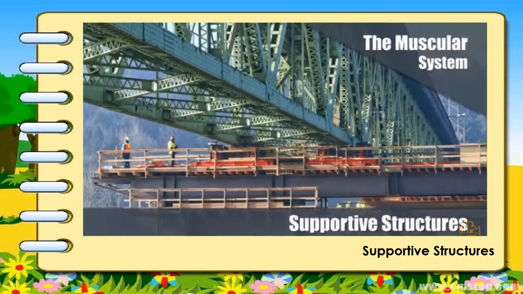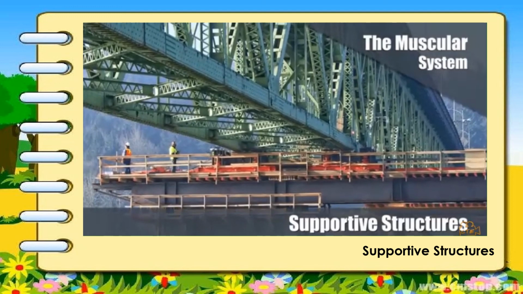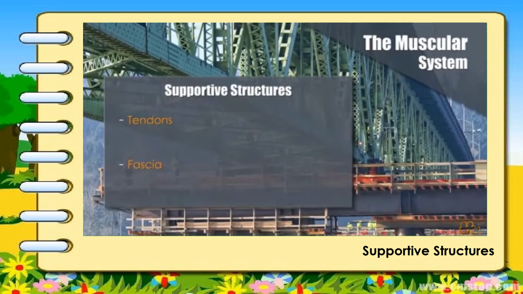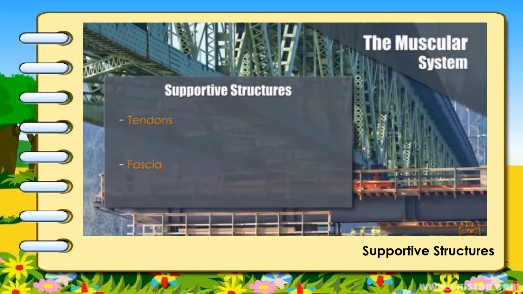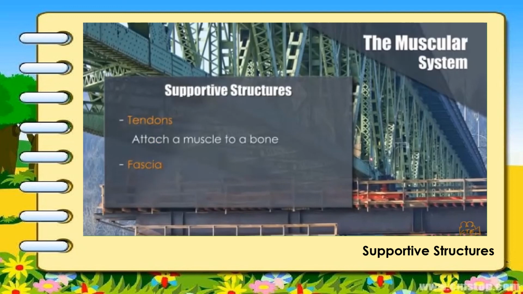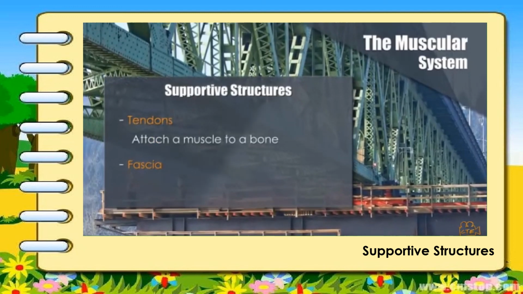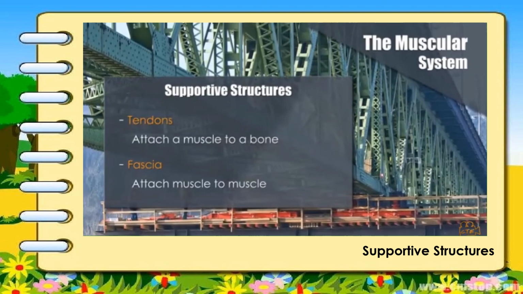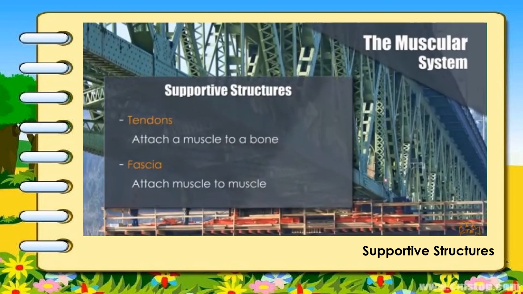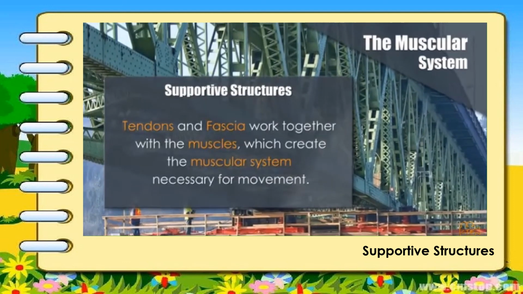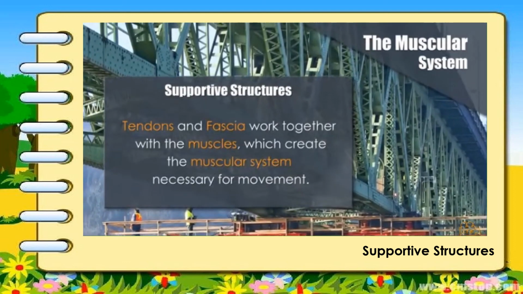Although muscles obviously make up the muscle system, there are still some supportive structures that we need to look at that are also a necessary part of the system. Tendons and fascia are important supportive structures for the skeletal muscles. Simply put, tendons are what attach a muscle to a bone and fascia connects muscles to other muscles. Tendons and fascia work together with the muscles, which create the muscular system necessary for movement.